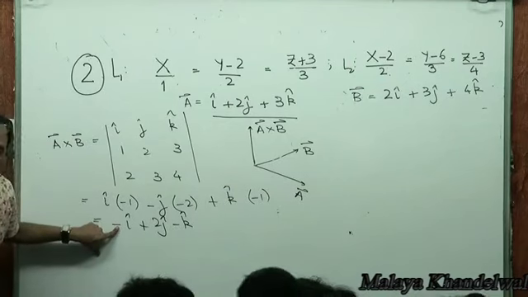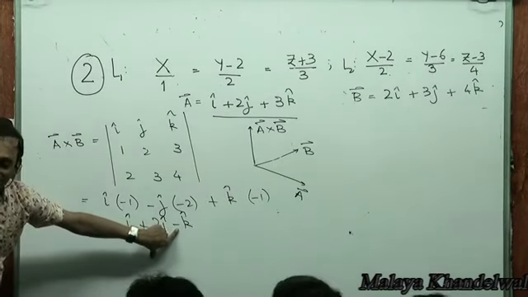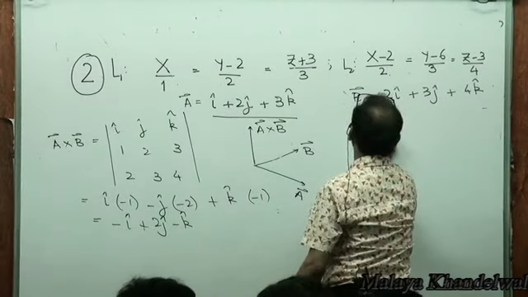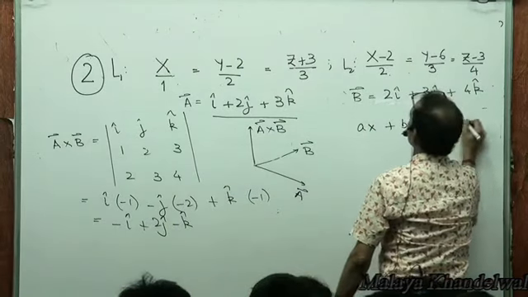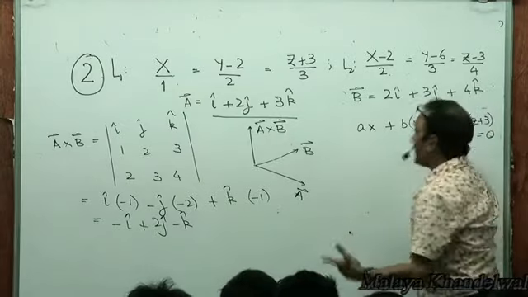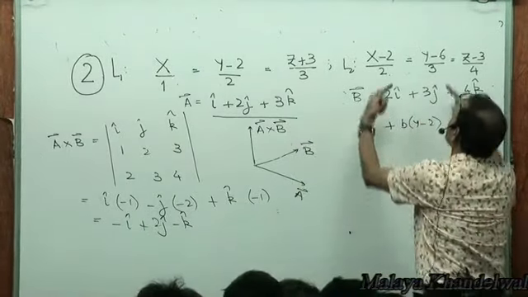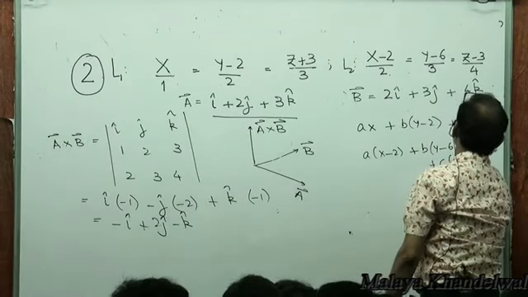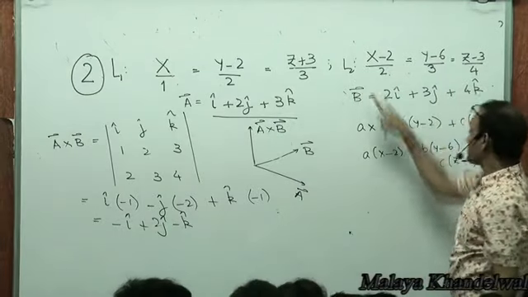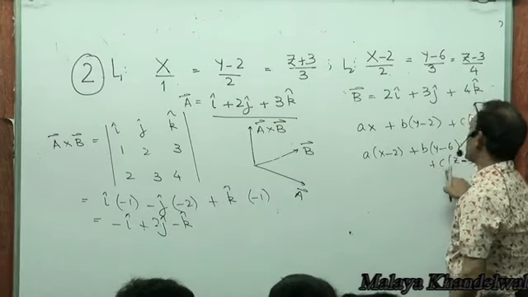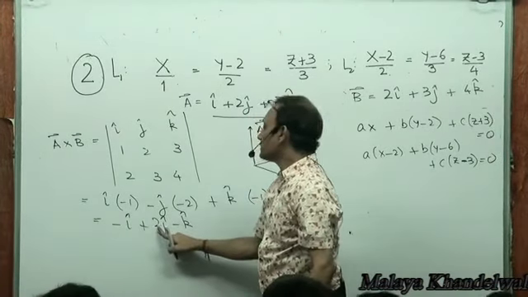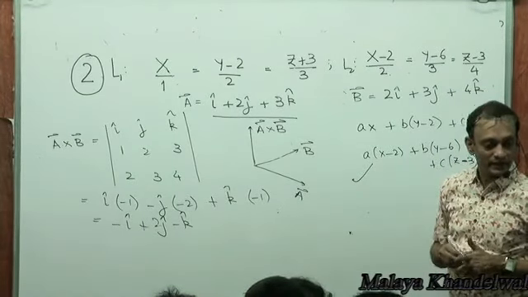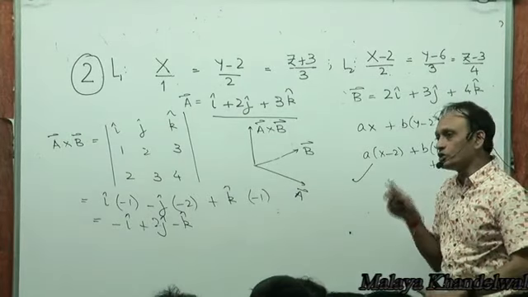Yes or no? So small a could be chosen as minus 1, small b as 2, and small c as minus 1. Once I know small a, small b, small c, I could have written the equation of the plane as ax plus b into y minus 2 plus c into z plus 3 equal to 0, with abc obtained as minus 1, 2 and minus 1. Or I could have written the equation of the plane as a into x minus 2 plus b into y minus 6 plus c into z minus 3 equal to 0, because the plane passes through 2, 6 and 3, with ai cap plus bj cap plus ck cap obtained as minus 1, 2 and minus 1, which could be plugged into either this or this. Both will give me the same equation of the plane. Do you all understand everything that I have said here? No confusion, right? Very good.